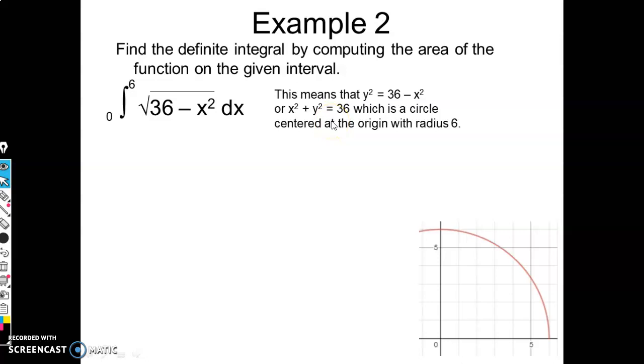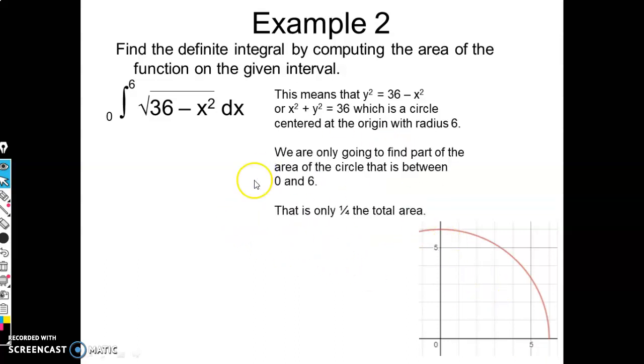X squared plus y squared equals 36. Anytime you have x squared plus y squared equals a number, that gives you a circle. You get the radius of the circle by taking the square root of 36, which is equal to 6. So this shows you that it's a circle here.